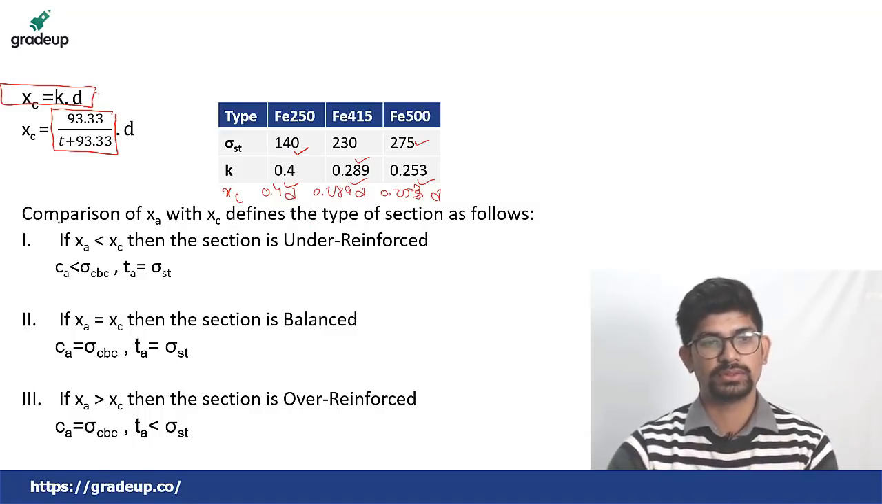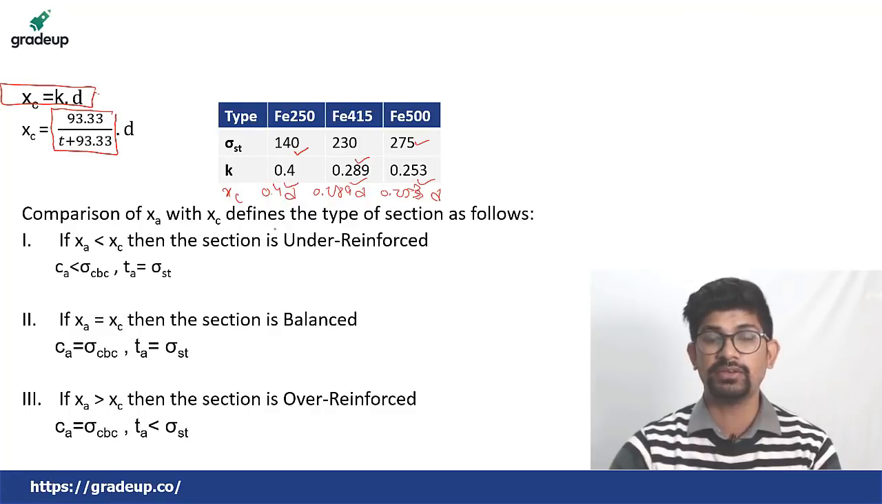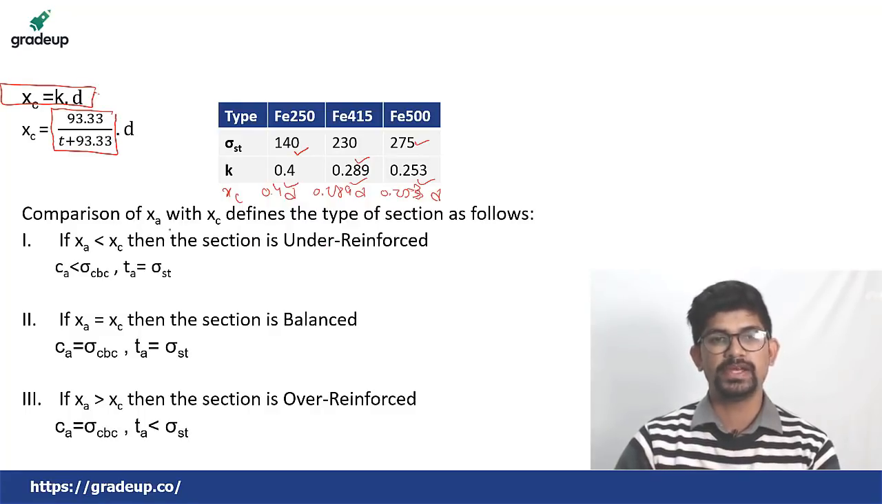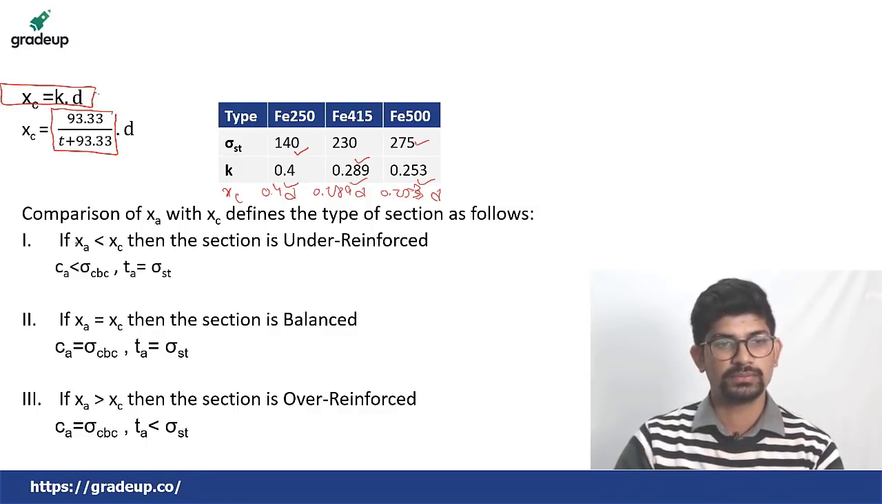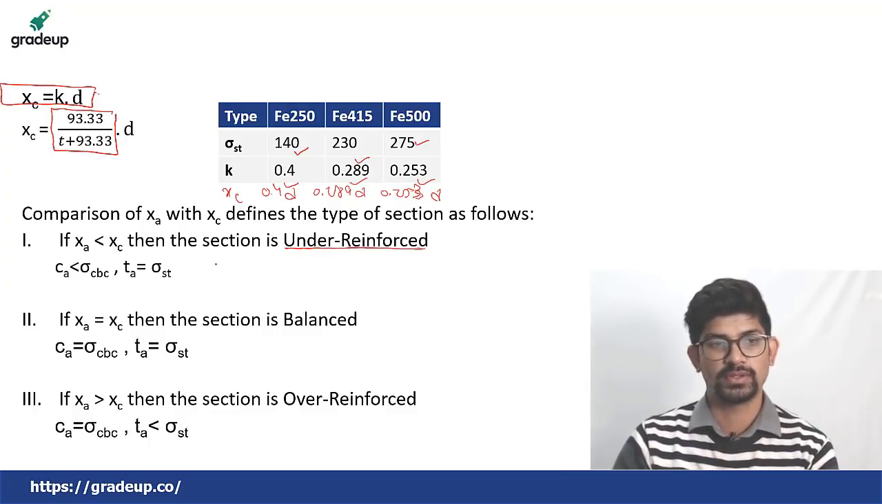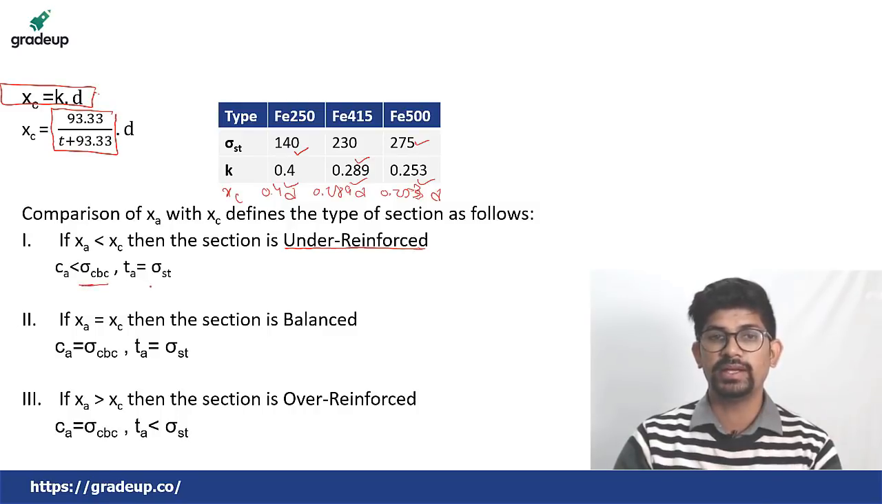Now the next step is defining the type of the section. A comparison of XA and XC will define the type of section. If the actual neutral axis depth is less than the critical neutral axis depth, XA is less than XC, then the section is under reinforced. In that case, the stress in the outermost compression fiber will be less than sigma CBC, while the steel will reach its yield and TA will become equal to sigma ST.